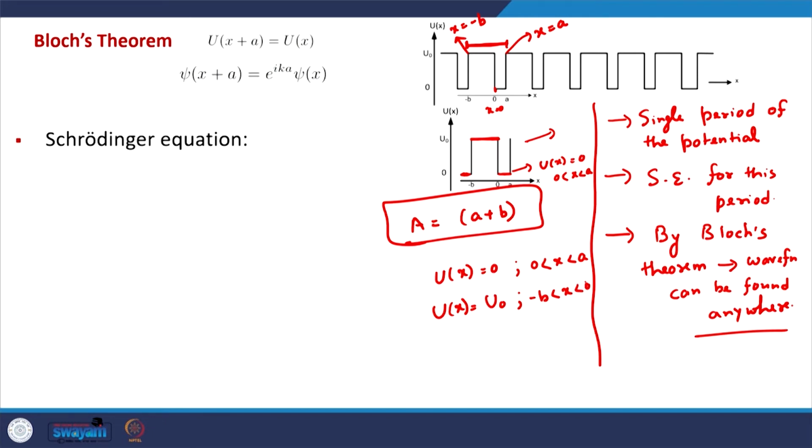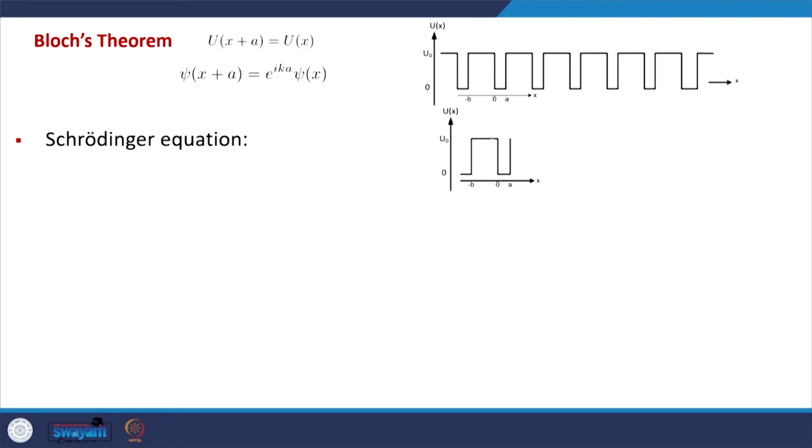Okay. And since the potential energy is different in these two regimes, we would need to solve the Schrodinger equation differently in these two regimes. So, that is what we will do now. We will solve the Schrodinger equation in these two regimes. Let us say this is regime A, this is regime B, and as is clear, the period of the potential profile is a plus b.